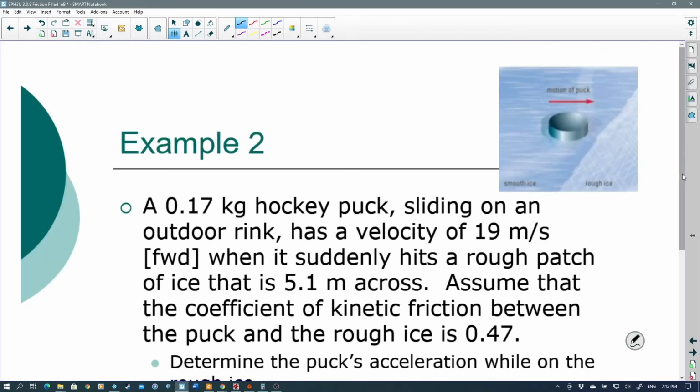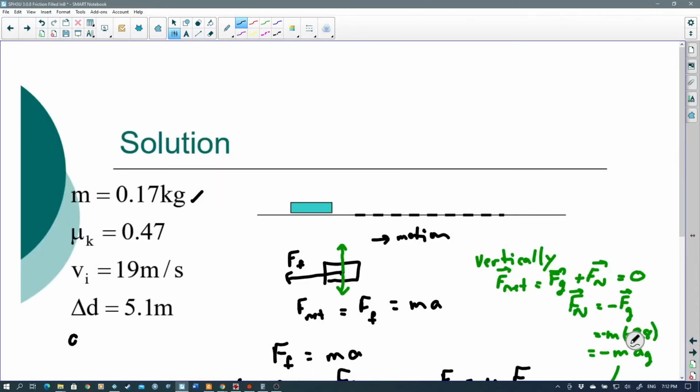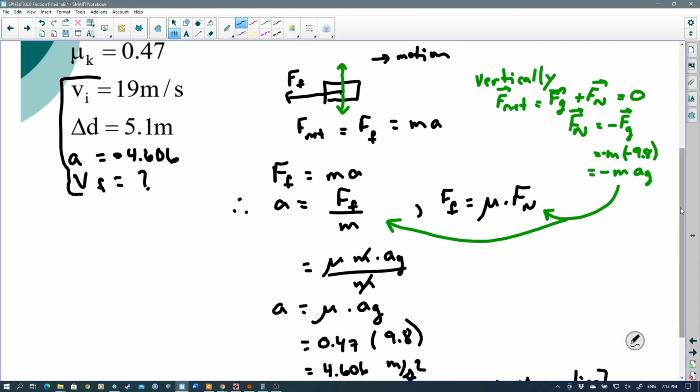If we go back to the second part of the question, it says calculate the puck's velocity as it leaves the rough ice and returns to the smooth ice. So looking at the values that we're now given, we can actually add the acceleration here, 4.606. Now, in this list, we have to remember that the acceleration is against the velocity, so we're going to put a negative sign here to show that. We're looking for the final velocity. Oops, sorry about that. Not zero. We're looking for the final velocity. And if you look at these four variables here, that is now asking you to remember all of your formulas when it comes to velocities, accelerations, and displacements. All right? So that's what we're going to use.